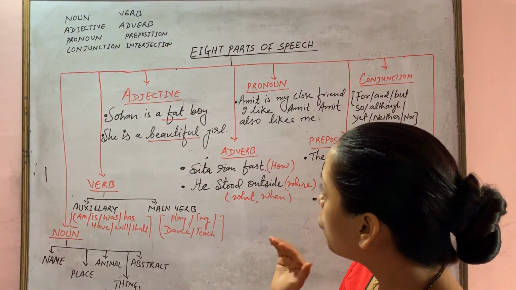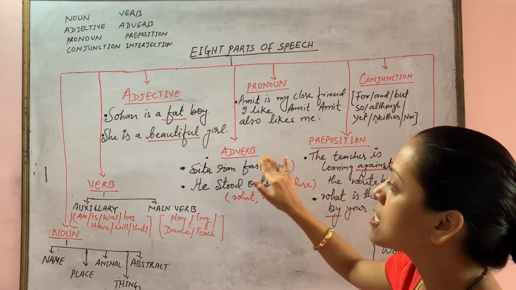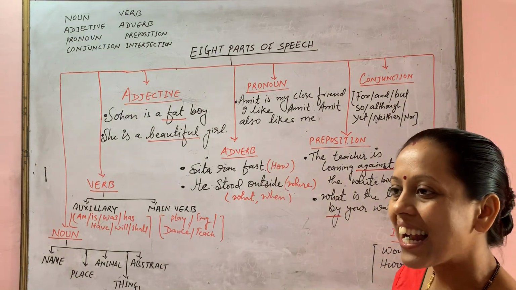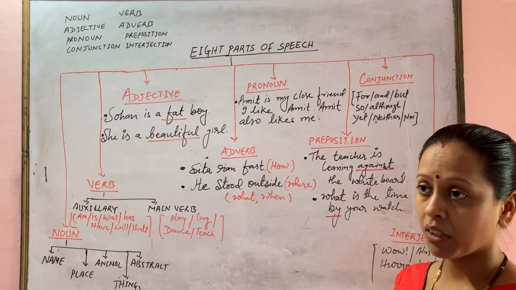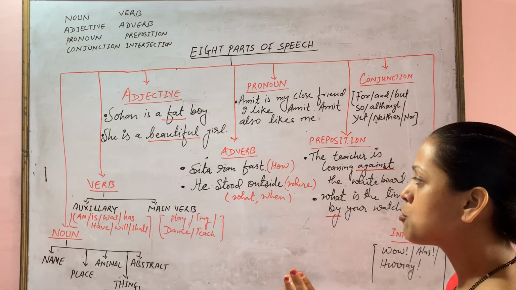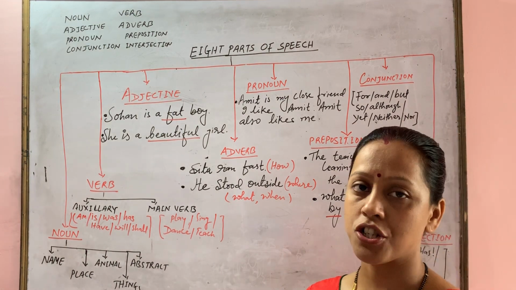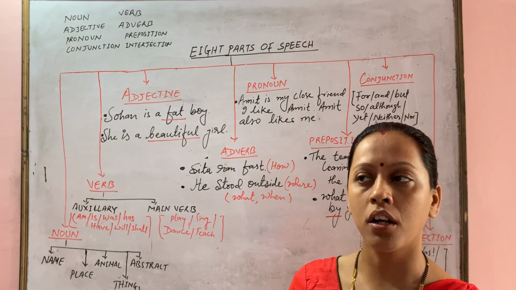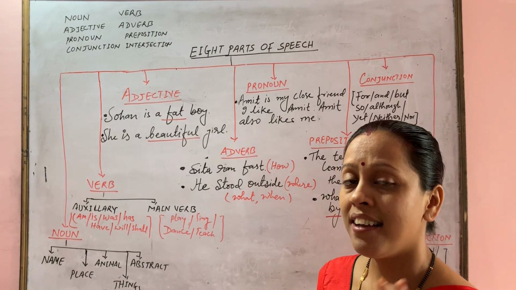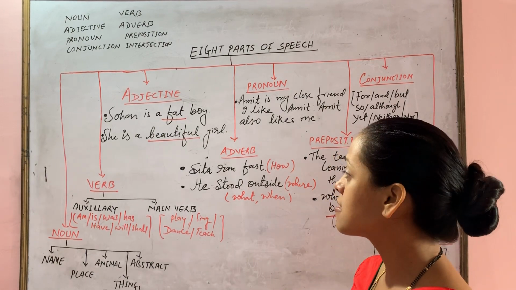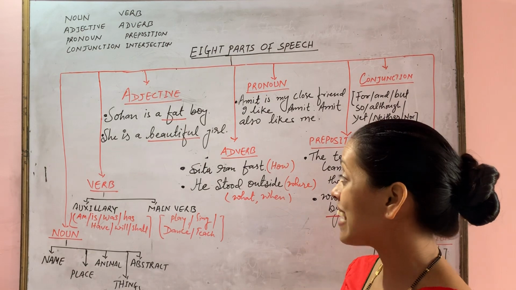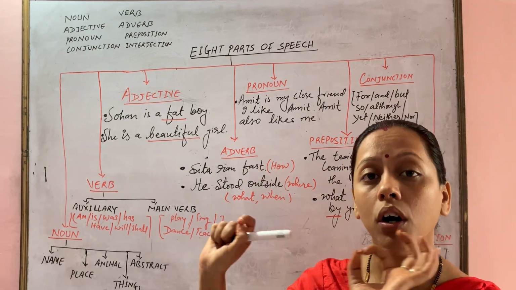Now, we're moving on to the next. It is adverb. When we add something to the verb, okay, and we try to answer a few questions, that is how, what, when, where, that type of sentences, the words used in that is called adverb.